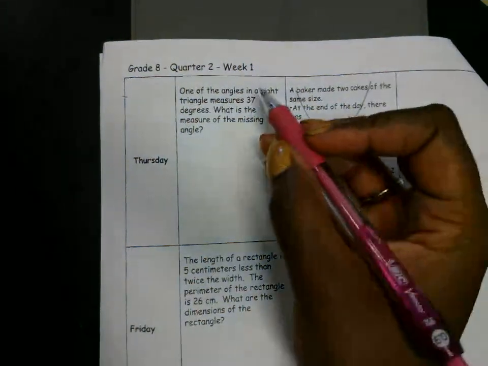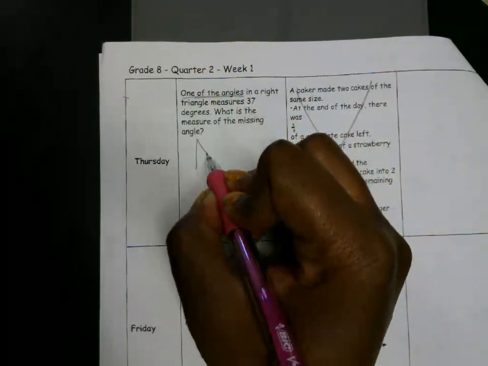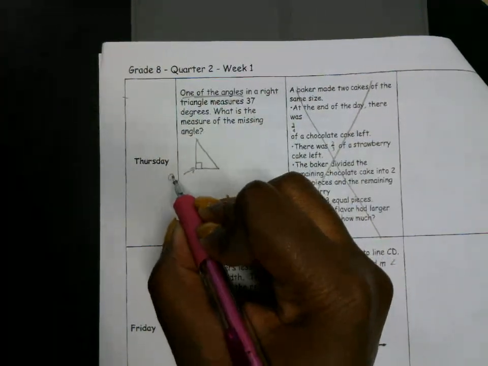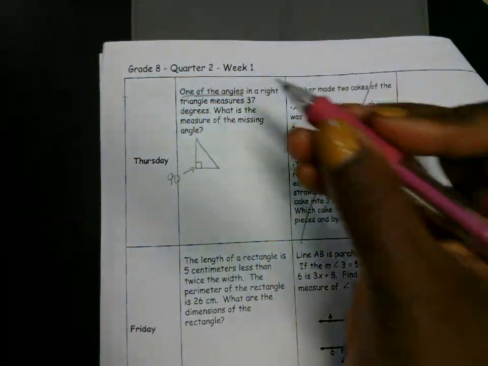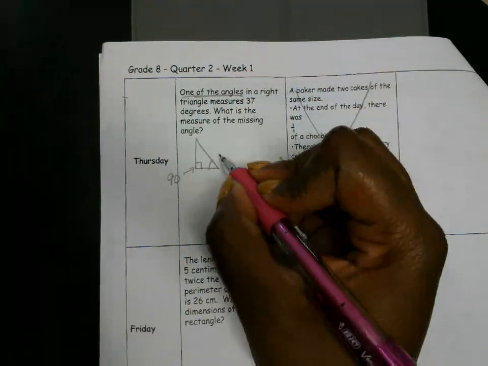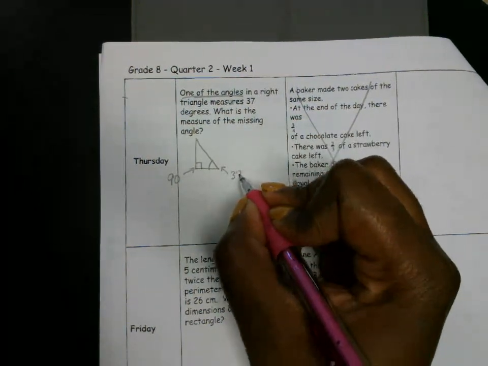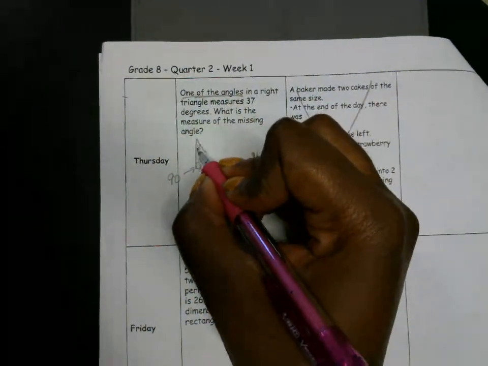All right, it says one of the angles in a right triangle. A right triangle looks like this. It has one right angle, this angle right here. A right angle is 90 degrees. One of the angles of the triangle measures 37 degrees. We need to find the missing angle, X.